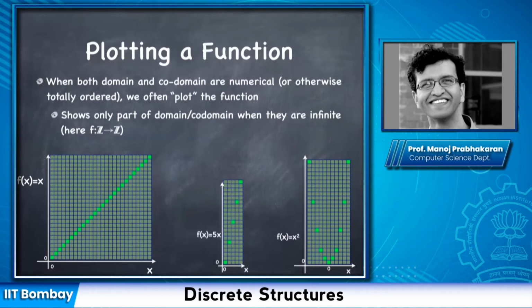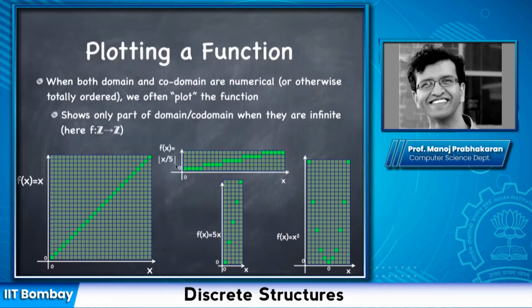And here's another function, f of x equal to 5x. So it again looks like a line, but with a higher slope. In both these functions, you would see an apparent gap between different points, but there are actually outputs for consecutive inputs.